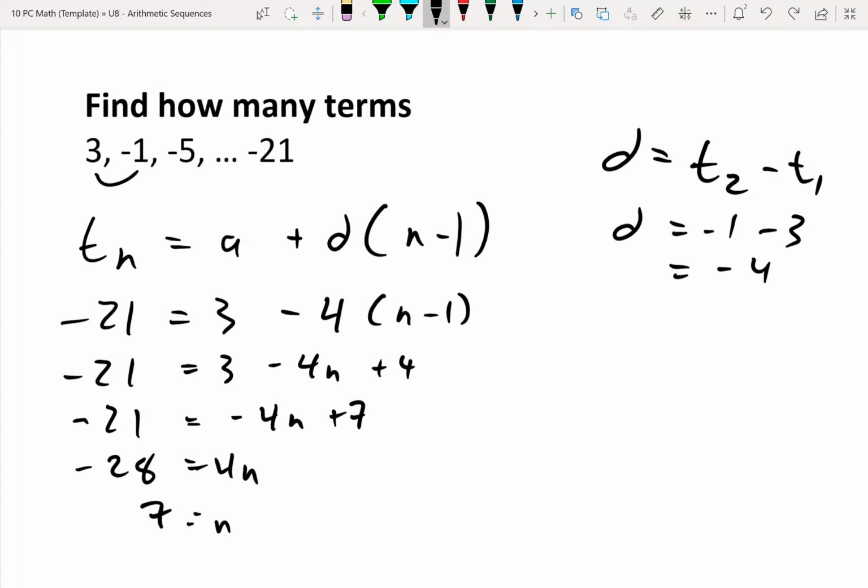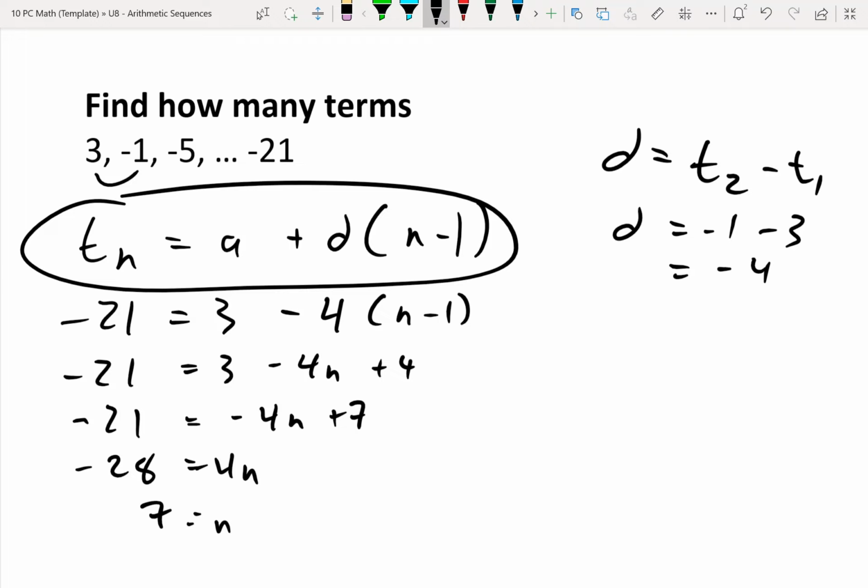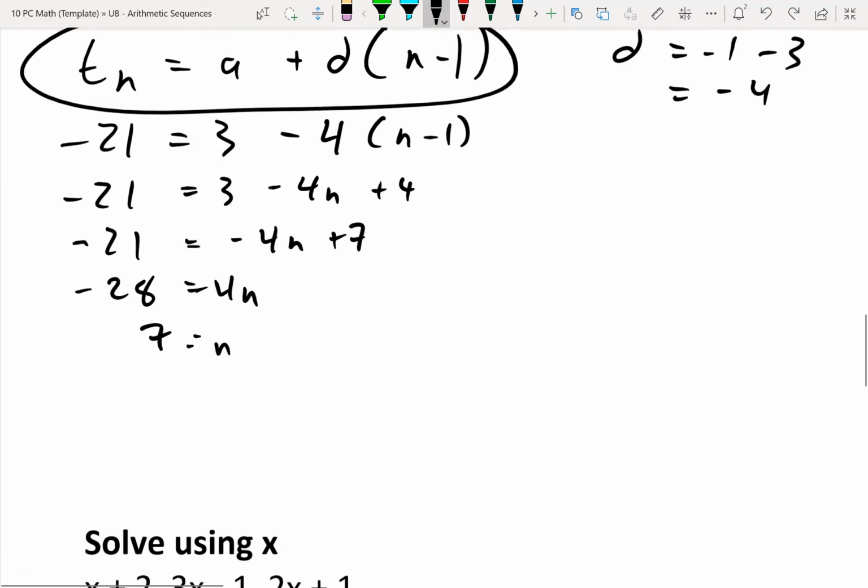Again, you don't have to think about it a lot. You literally write the formula, sub in what you know, and then you'll find the variable. That's how it works for almost every question.